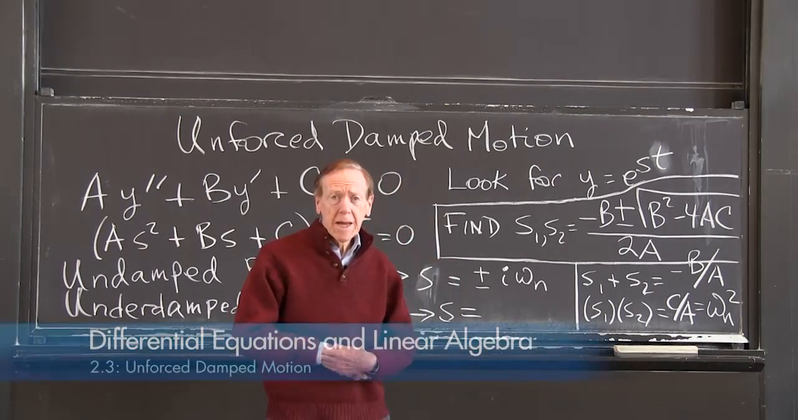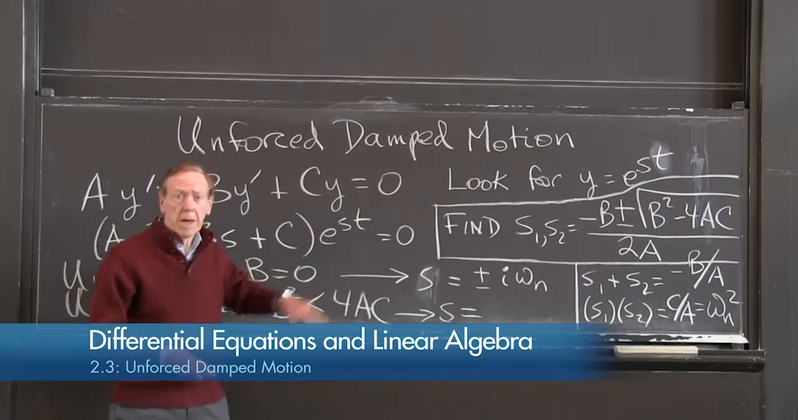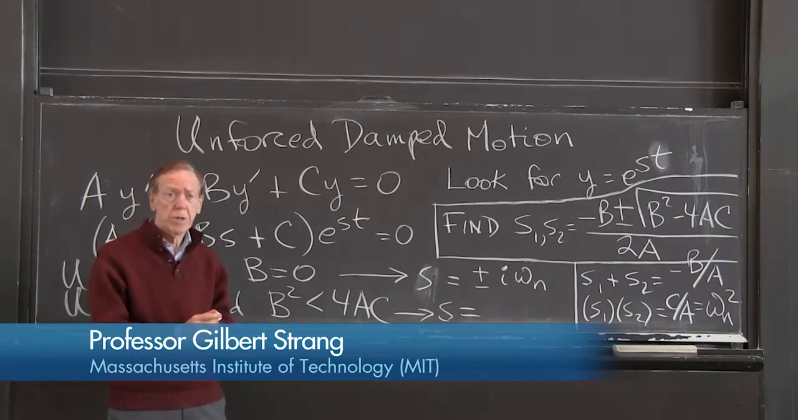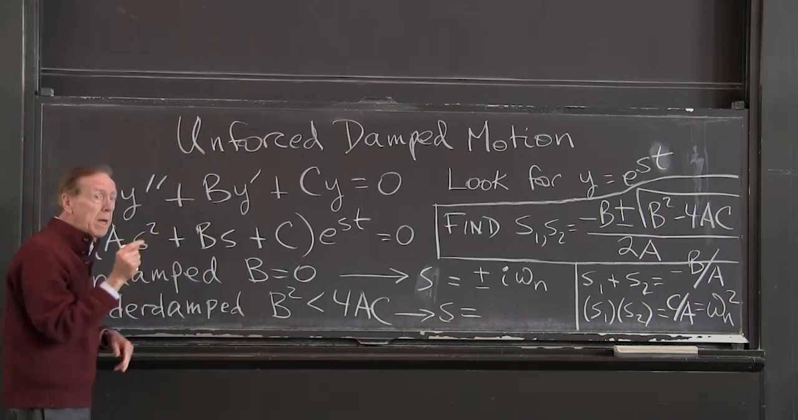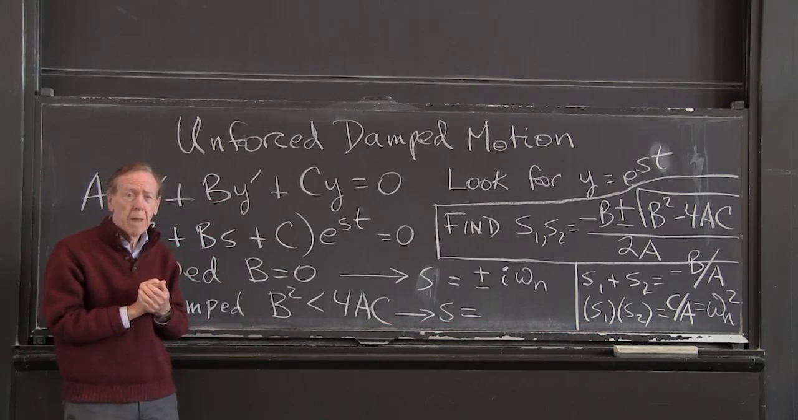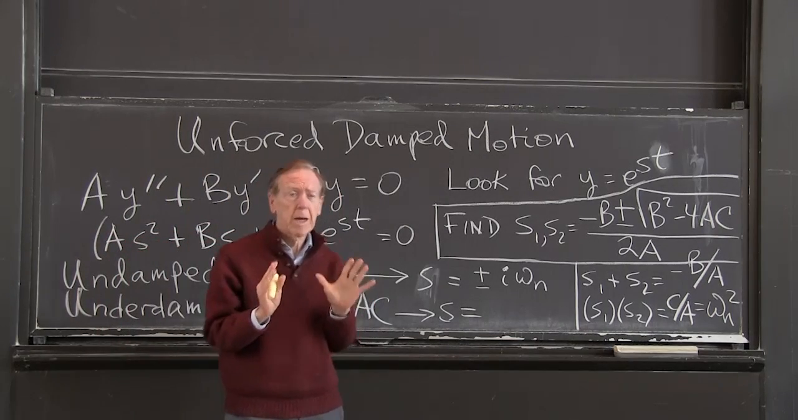Okay, so today is unforced. That means 0 on the right-hand side, looking for null solutions. Damped, that means there's a coefficient b in the first derivative. And what's the solution? This is really a basic equation.